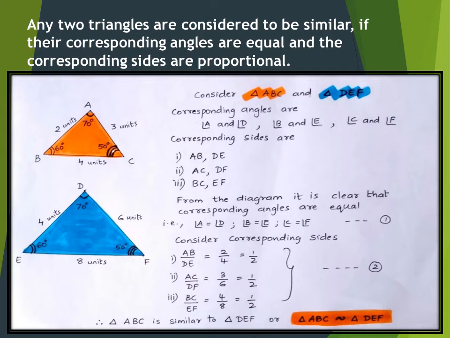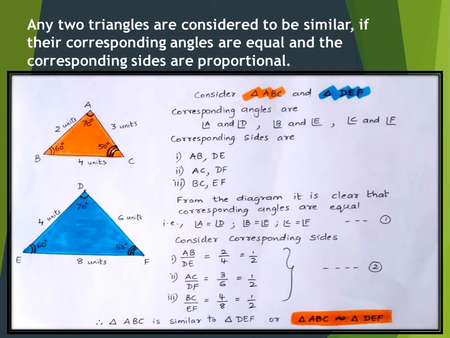The first corresponding pair is AB and DE, isn't it? What is the measurement of AB? It is 2, and the measurement of DE is 4. When you simplify 2 by 4, you will get 1 by 2. The next pair, AC by DF. AC is 3 and DF is 6. When you simplify, you are going to get 1 by 2. And the third pair is BC and EF. BC is 4 units and EF is 8 units. When you simplify, you get 1 by 2.